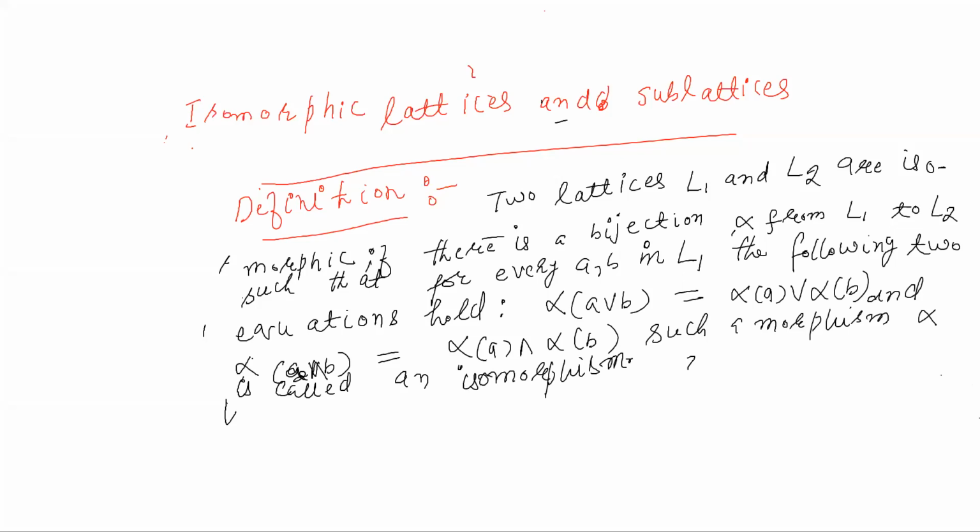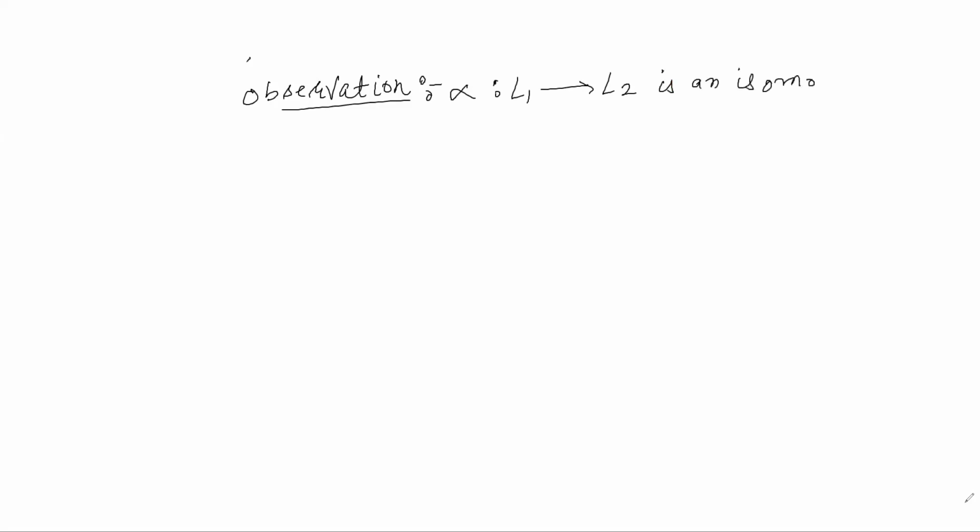And then we have an observation which says that if alpha from L1 to L2 is an isomorphism, this implies alpha inverse from L2 to L1 is an isomorphism.